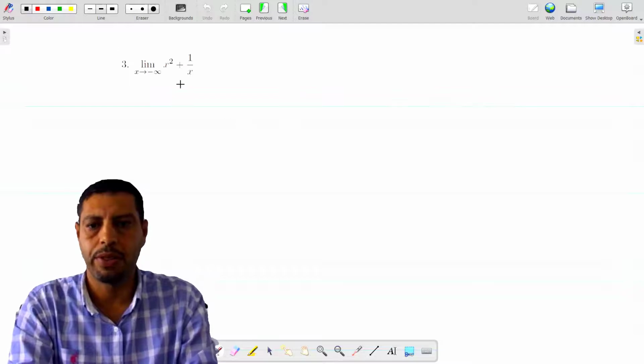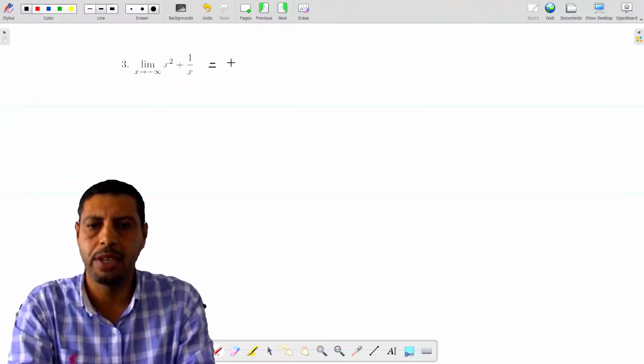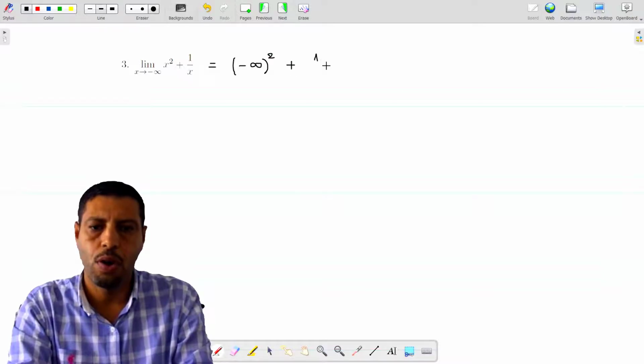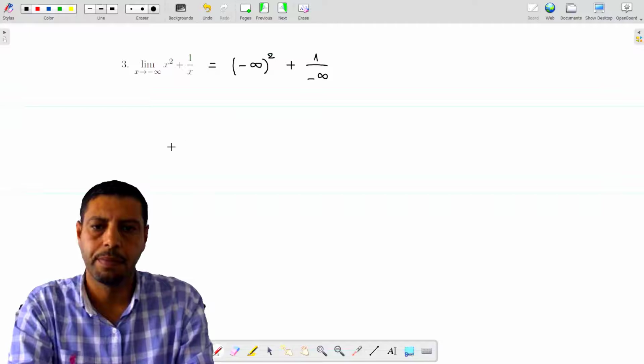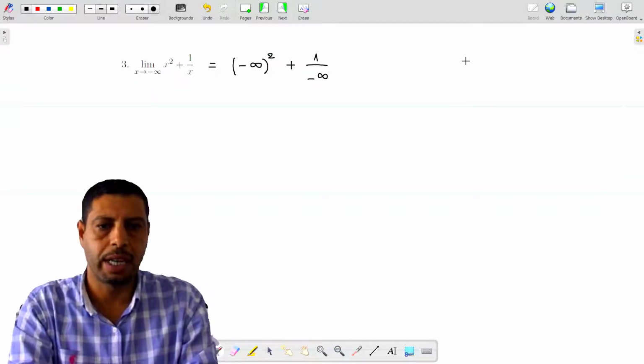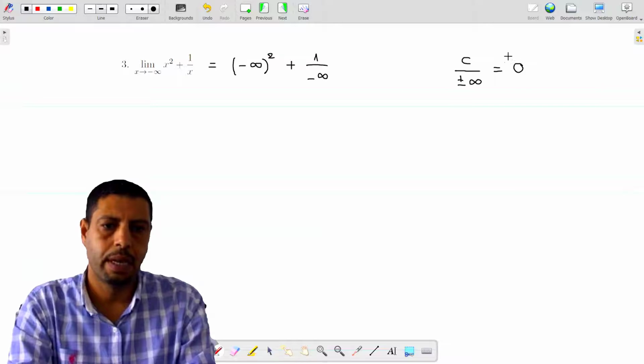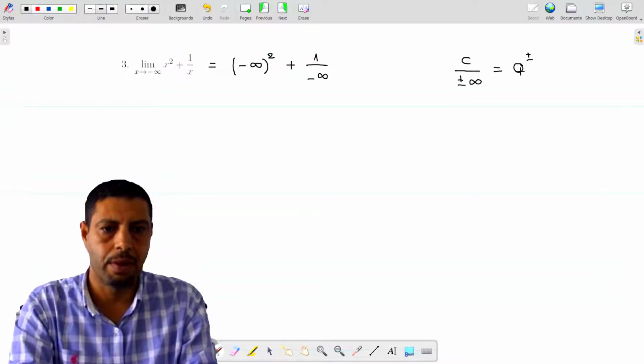Now, for the third one, we have the limit as x approaches negative infinity of x squared plus 1 over x. Again, here we're going to use the limits notation. So we're going to substitute x by negative infinity, so negative infinity squared plus 1 over negative infinity. Now, again, we will use this rule, guys. A constant over plus or negative infinity will give 0. It depends on the signs here of c and the infinity. You will find 0 plus or minus. But anyway, it's 0, okay?